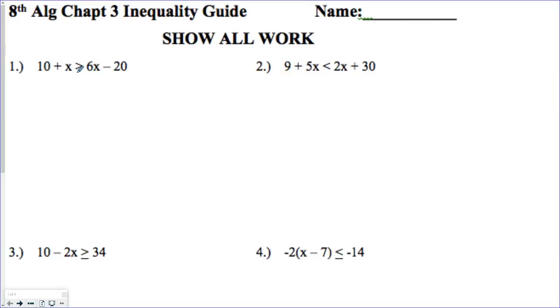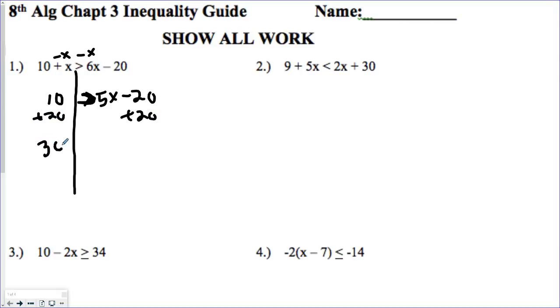So, draw my line down the middle. I need to get my x's together. So I'm going to subtract an x on both sides. So I have 10 bigger than 5x minus 20. And that is the bigger than symbol, not a 7. Try to make that better. Then I need to get x by itself. So I'm going to add 20 to both sides.